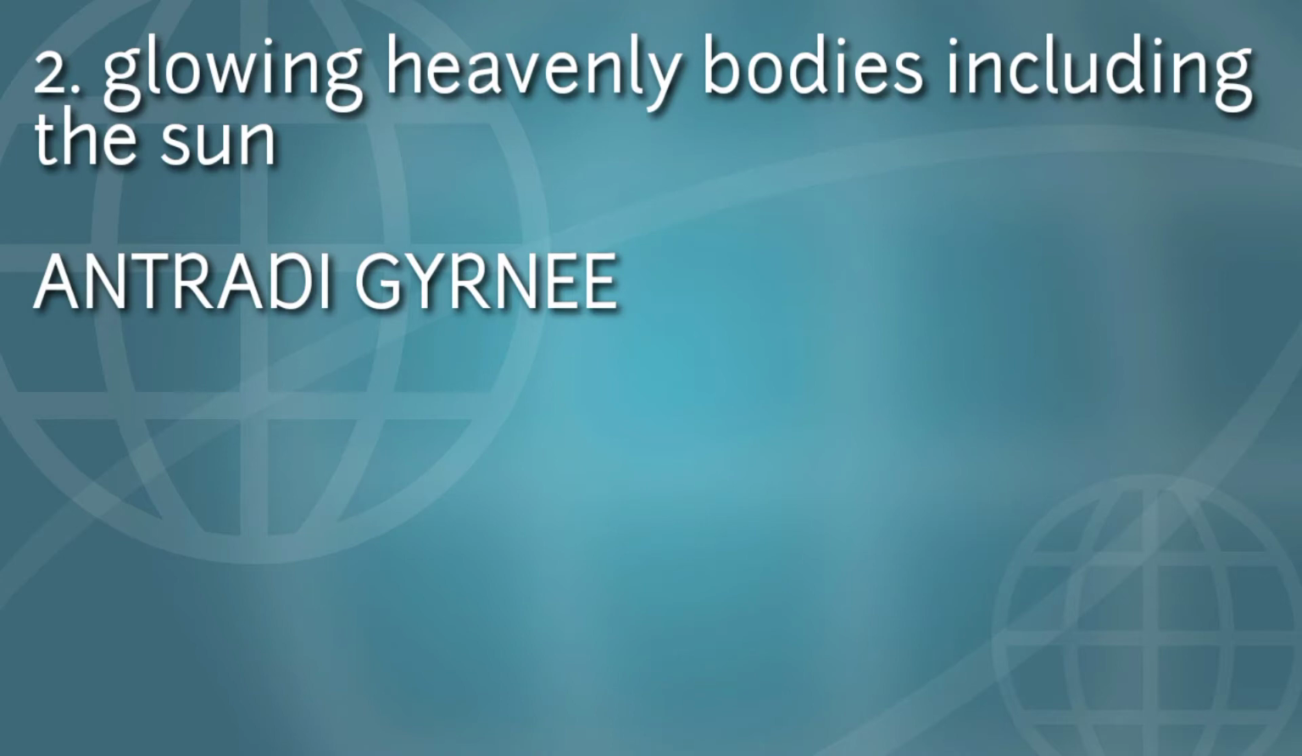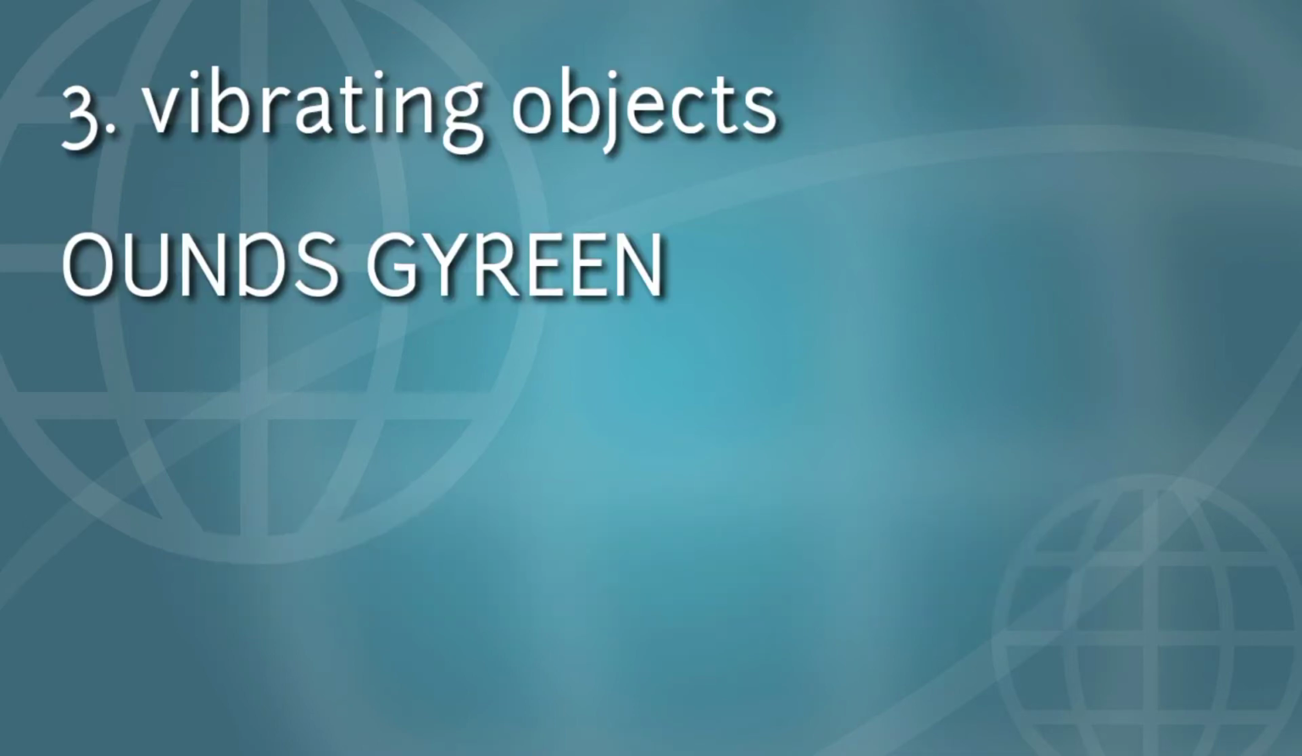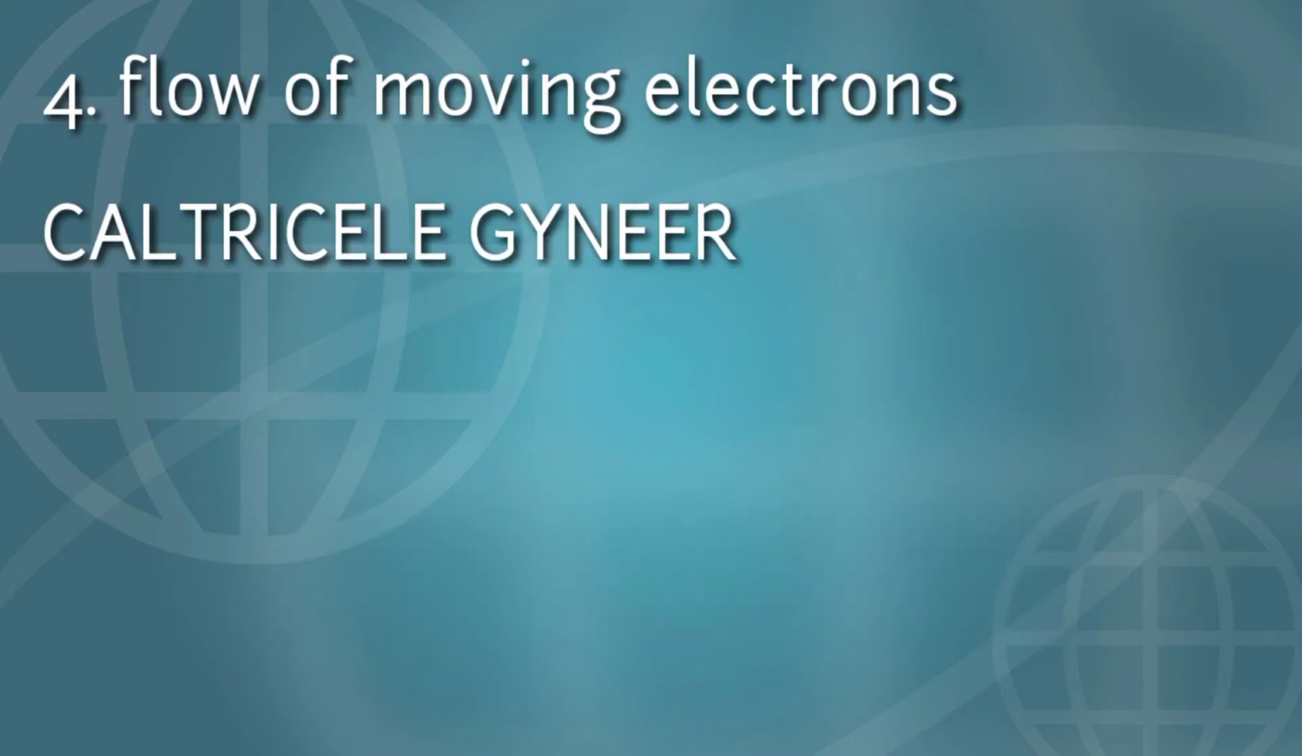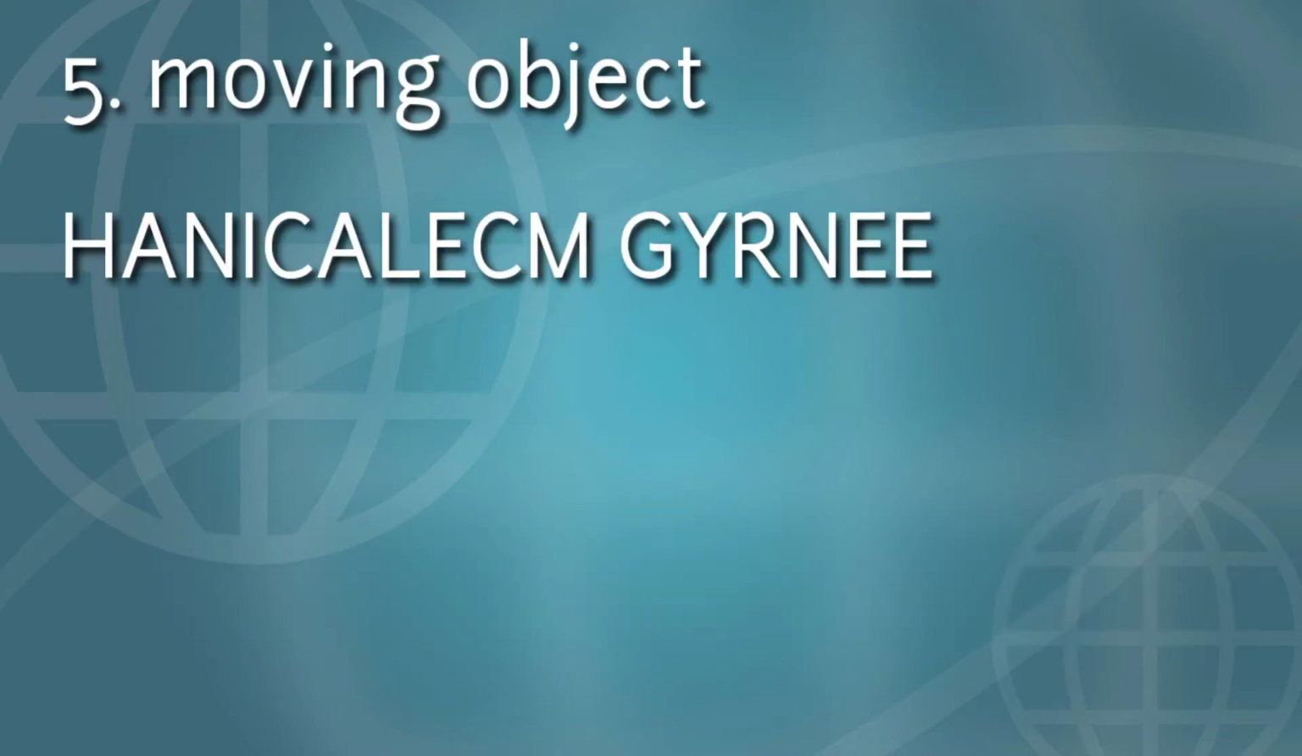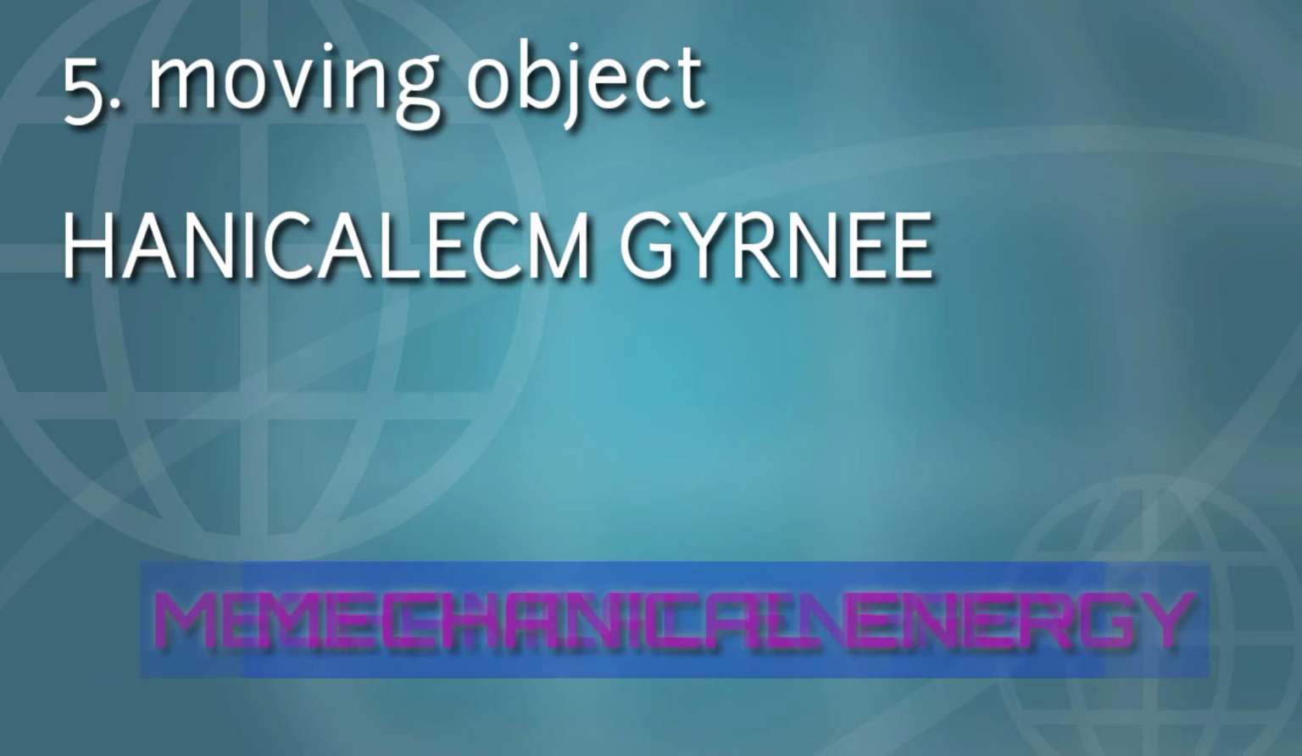2. Glowing heavenly bodies including the sun. The correct answer is radiant energy. 3. It came from vibrating objects. The answer is sound energy. 4. Flow of moving electrons. The correct answer is electrical energy. And 5. It came from moving object. The answer is mechanical energy.